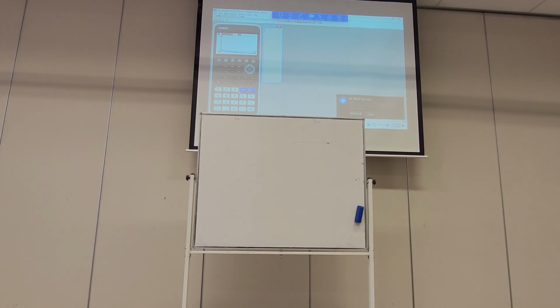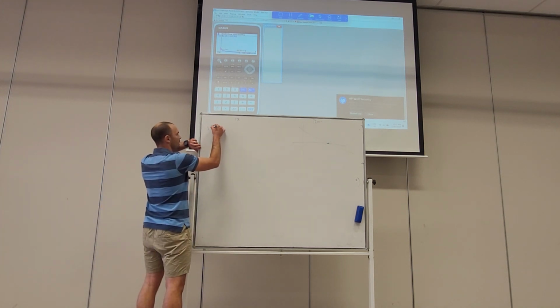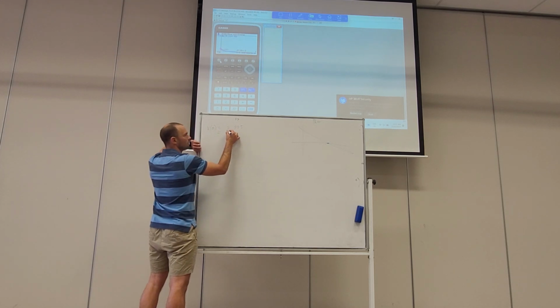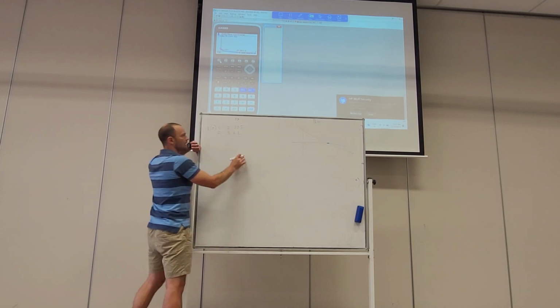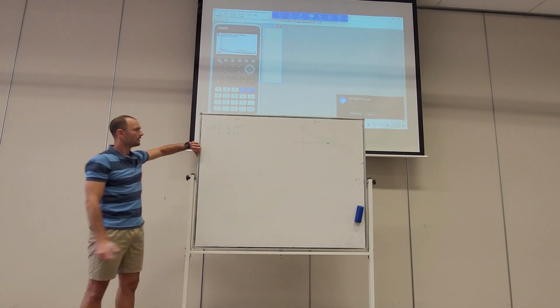Okay, how much water is in the tank initially? Let's go for trace when time is 0. All right, and the y value is 2.995. So this is the volume when time is 0, 2.995, which rounds up to 3 kilolitres.